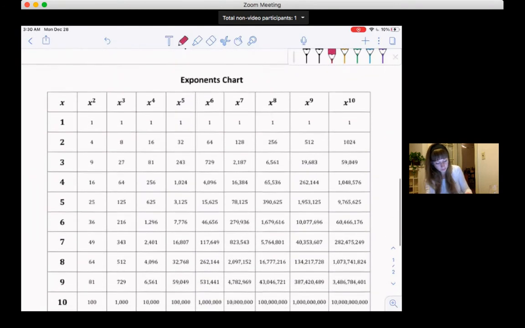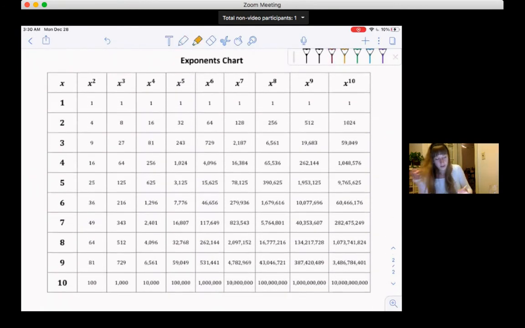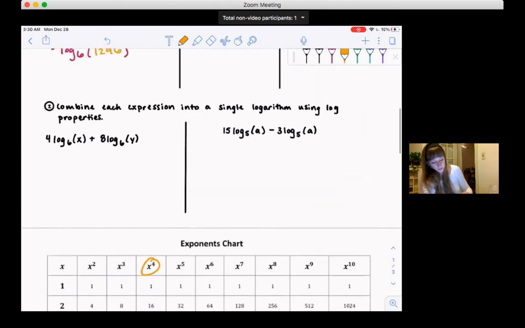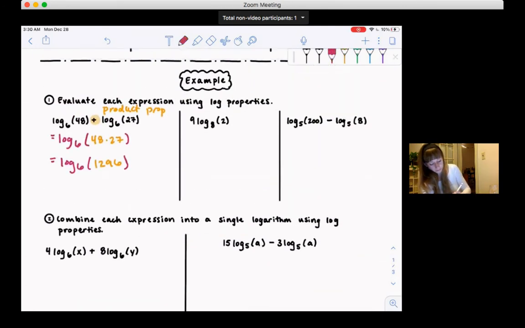We're going to go to the exponent chart. We're asking ourselves in our brain, 6 to what power is 1,296? So here are the powers of 6. And here's the one we want, right? 1,296. That's the fourth power of 6. So this logarithm is equal to 4.